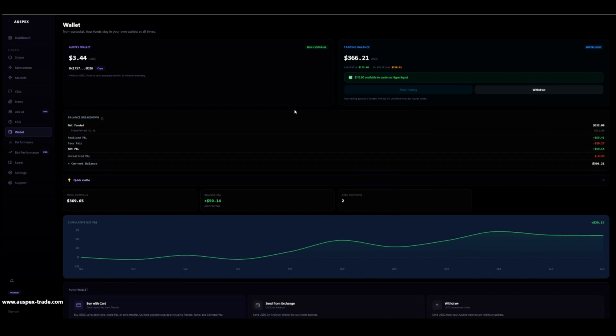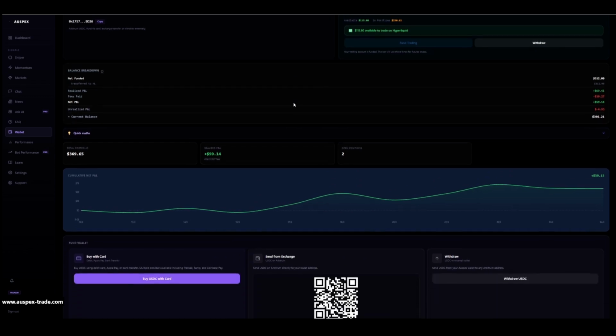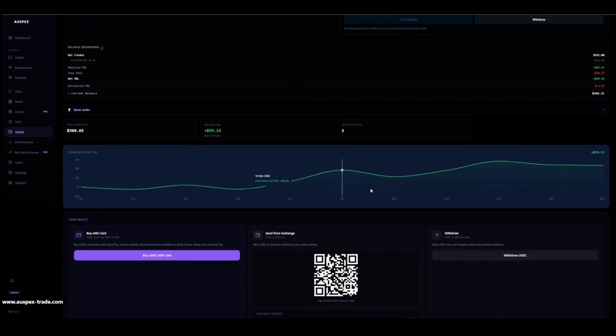The cumulative profit and loss chart shows your trading performance over time. Your crypto and market positions are tracked separately at the bottom.